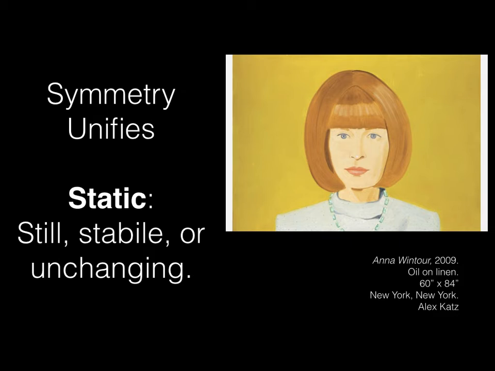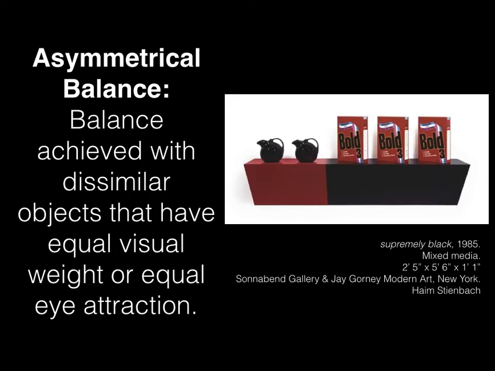So to have her be really symmetrical kind of reinforces the fact that she has this power, that she's really stable and really has a lot of control over her life and the world. Okay, asymmetrical balance. So balance that is achieved with dissimilar objects that have equal visual weight or equal eye attraction.